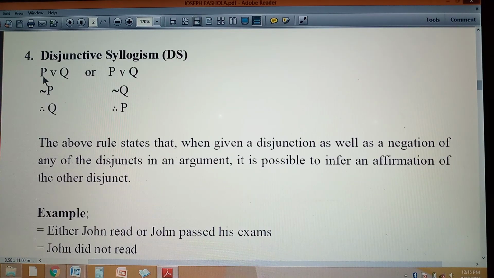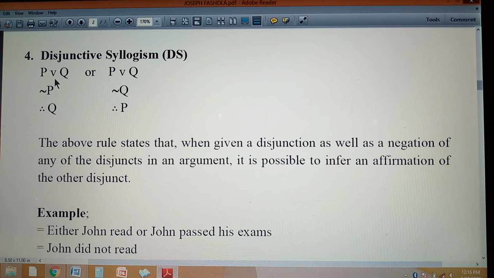For disjunctive syllogism, you see, you have a disjunction as the premise of an argument. And then you have another line that is a negation of any of the disjuncts. That's why you see we have either this or this. Both of them are disjunctive syllogisms. So you have P wedge Q, negation P, therefore Q. And here you have P wedge Q, negation Q, therefore P. You see that? So take note of this.